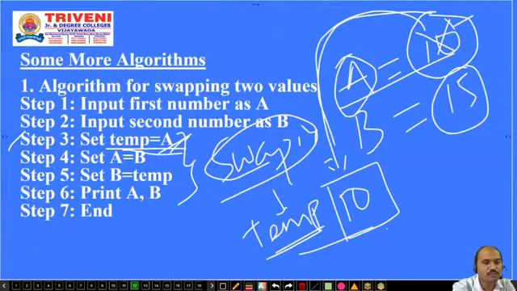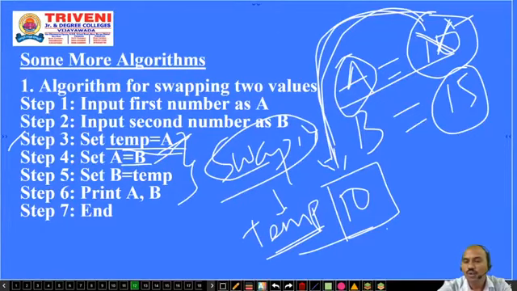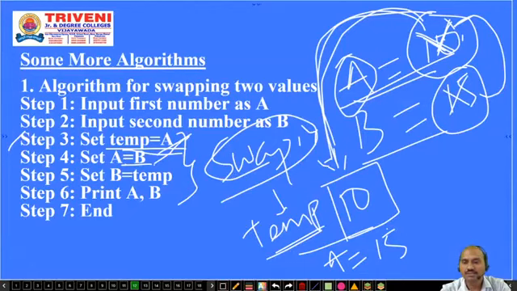Next, the fourth step: a equals b. a has already gone to the temporary variable, so a is empty. Then a equals b means the 15 will go to a, that is, a equals 15. What is the value of b? b is nothing but empty. The next statement is step 5: b equals temp.